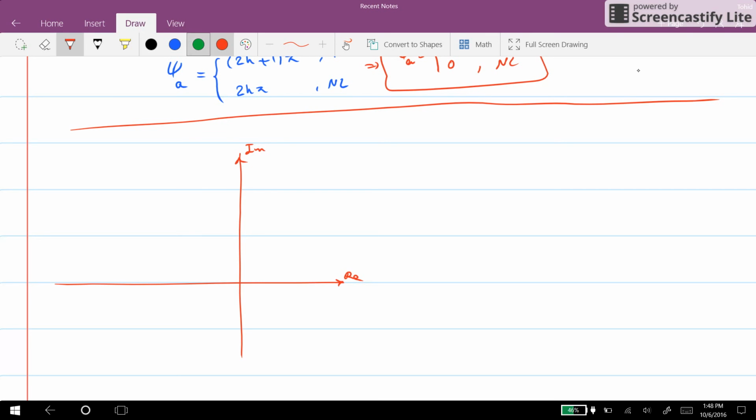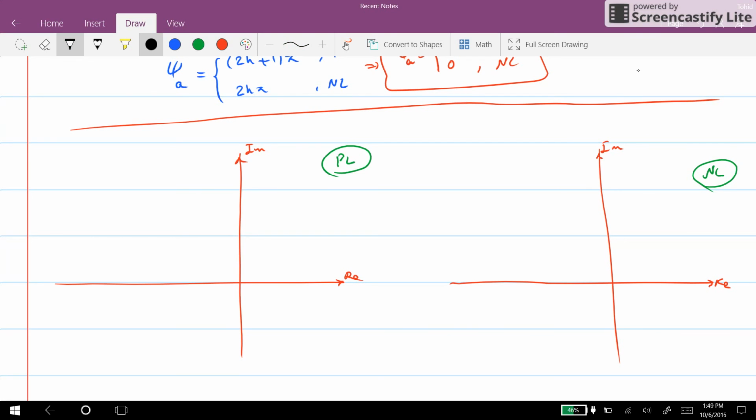For the positive locus and another graph for the negative locus. Determining the location of the open loop poles and zeros, we have one zero at +1, one pole at origin, one pole at -1, one pole at -2, and the zero at -4.